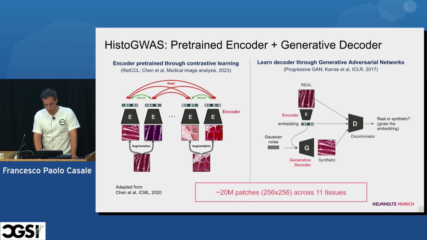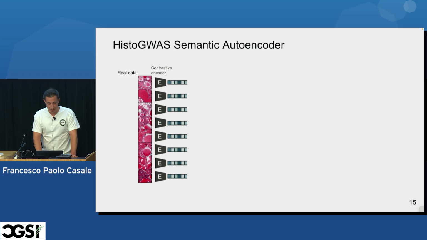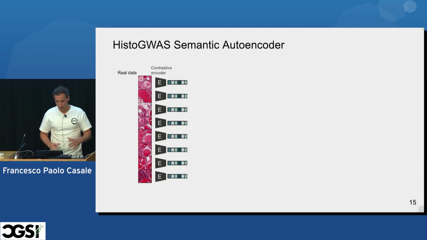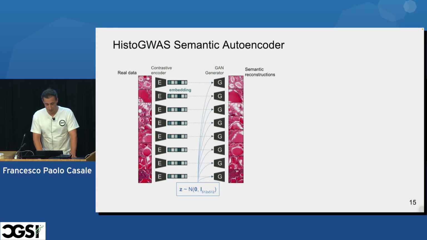So we train these across 20 million patches across 11 tissues. So this is how you put it all together. This is how it looks, right? You have your real data. You can use the contrastive encoder to get these semantic content representations. And then together with the noise, you can pass this to the generative decoder from the GAN, and we get this semantic reconstruction that preserves content, but is different in the realization.